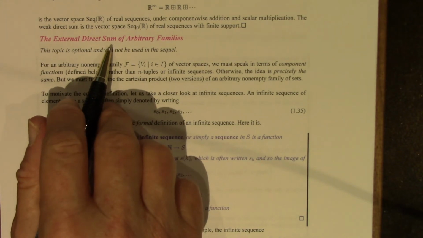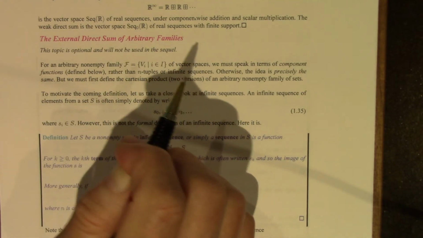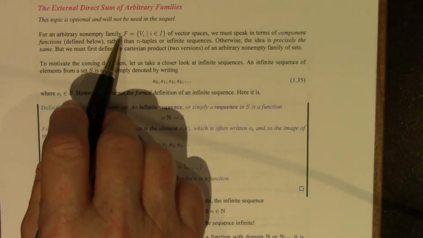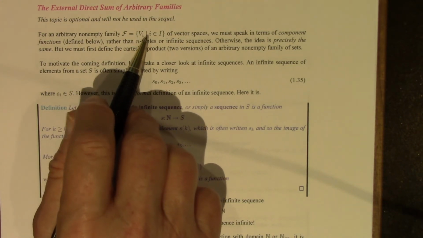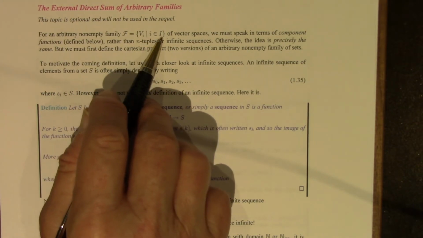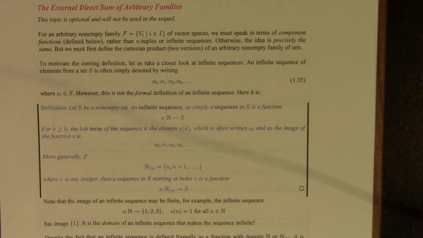The external direct sum can be generalized to arbitrary families. And it goes like this. We lose the term n-tuple, we lose the term infinite sequence if the family is uncountably large. So we have to replace those ideas with something that I call component functions. Otherwise, the ideas are the same.